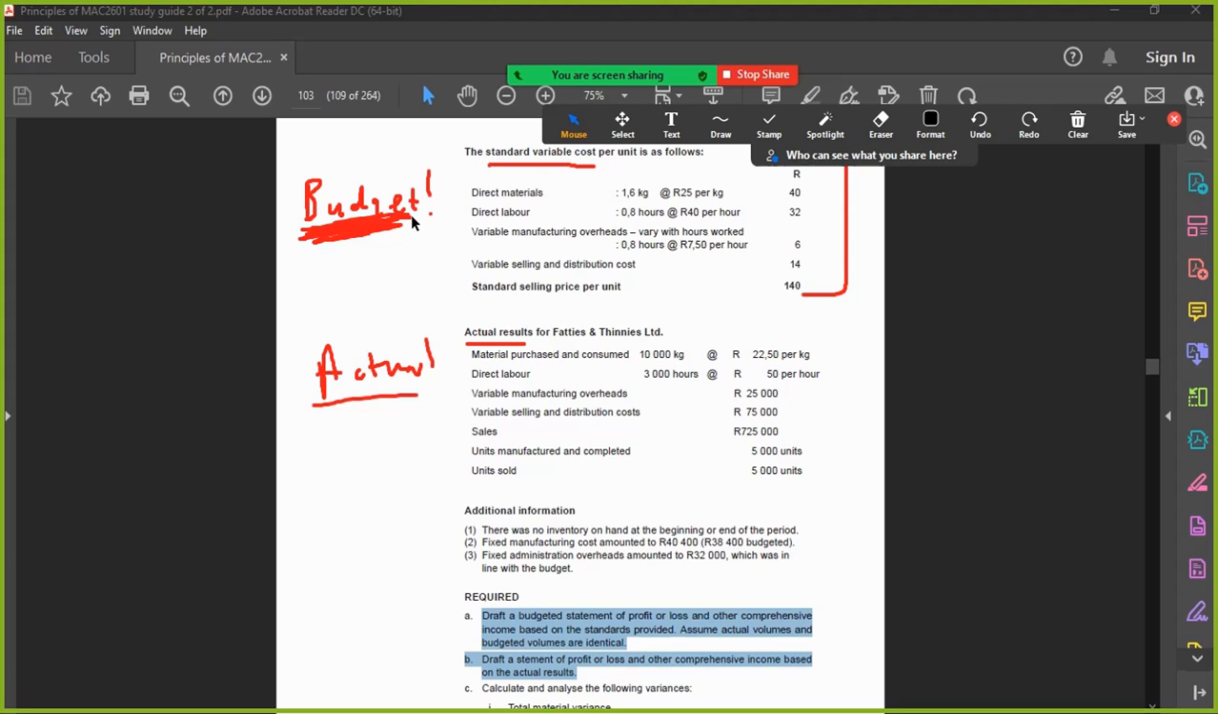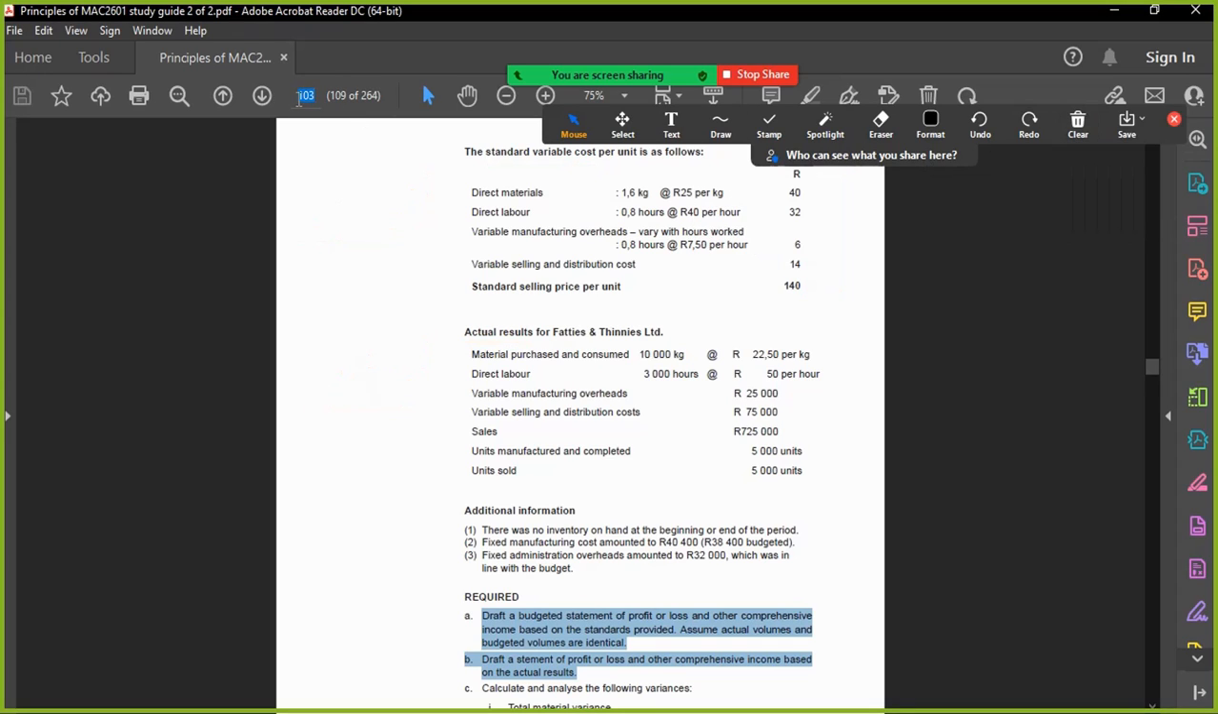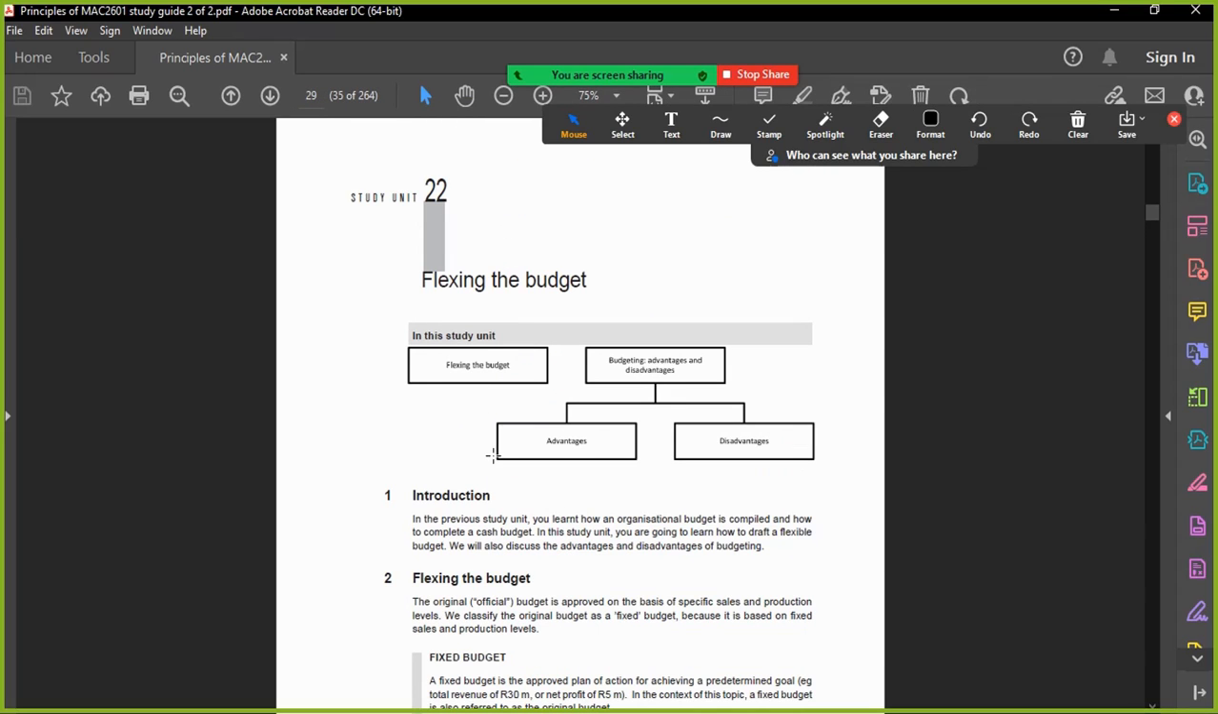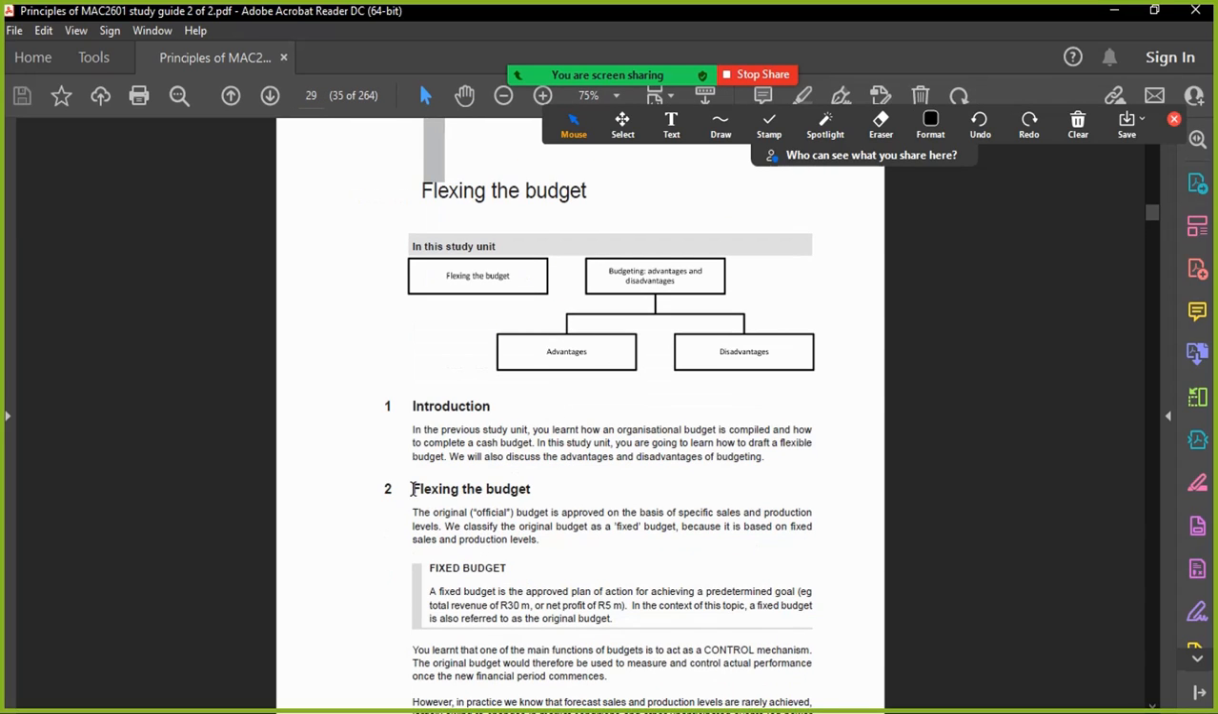Flexing the budget. Okay, so study unit 22. Page? It's flexing the budget. Page 29. Okay. Wow, that's very early on. Ah, okay, I see what you mean. All right, here. Flexing the budget.